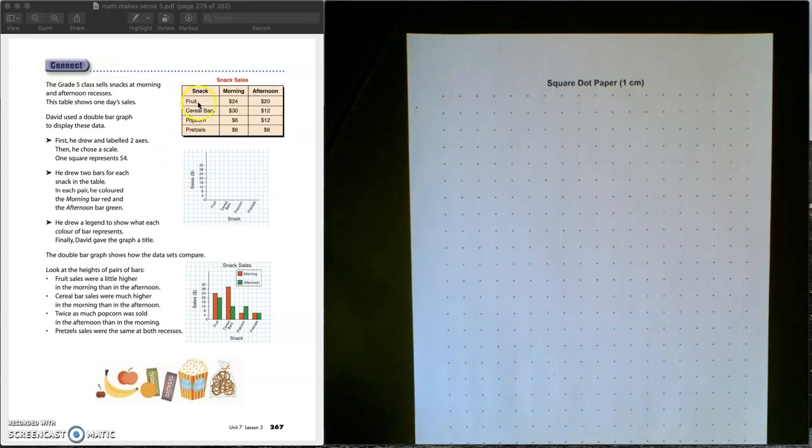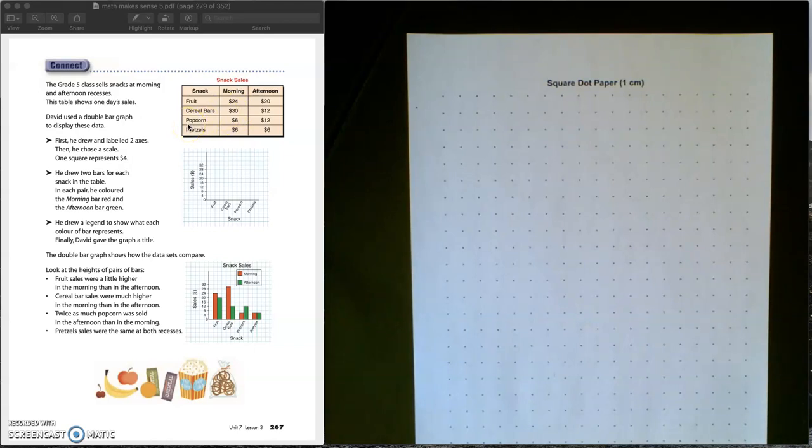So it looks like we've got 4 different kinds of snacks: fruit, cereal bars, popcorn, pretzels. And then these are the dollar amounts for the morning. These are the dollar amounts for the afternoon sales. Just quickly looking at this, it's important to take a look at the bottom number and the top number. So we have a low of 6 and we have a high sales number of 30. So I'm going to have to figure out a nice scale that works for getting me from 6 all the way up to 30.